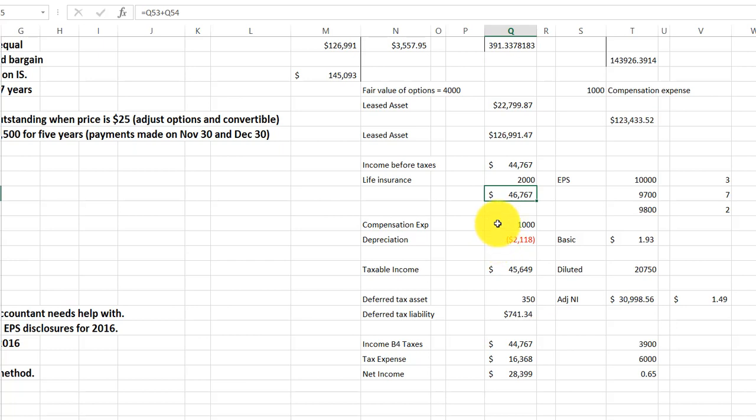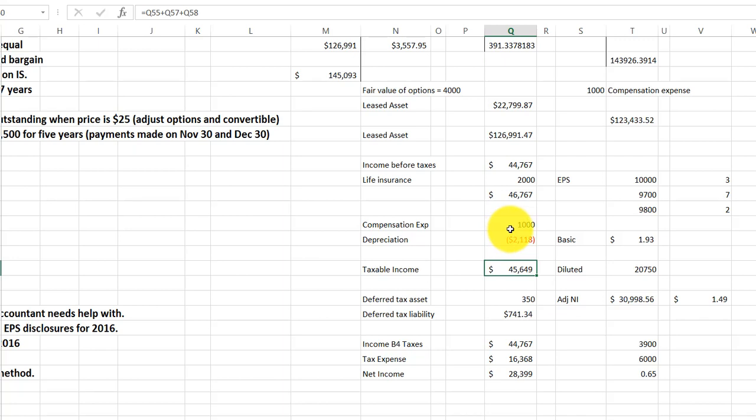Compensation expense is going to be added because that's not deductible on the tax return, but it is on the income statement. But on the tax return, we're going to have a higher depreciation, given this calculation: the cost of the asset times the amount from the MACRS table, and then the difference between that and the depreciation using a 10-year life, straight line. So our taxable income with those temporary differences is $45,649.